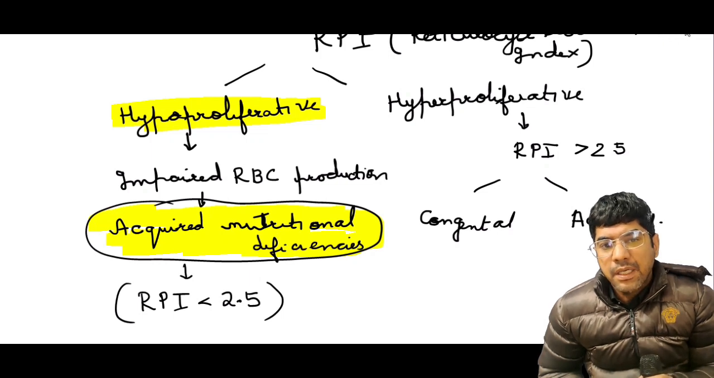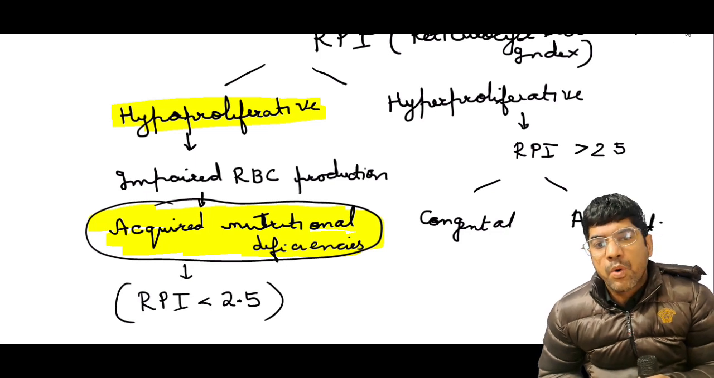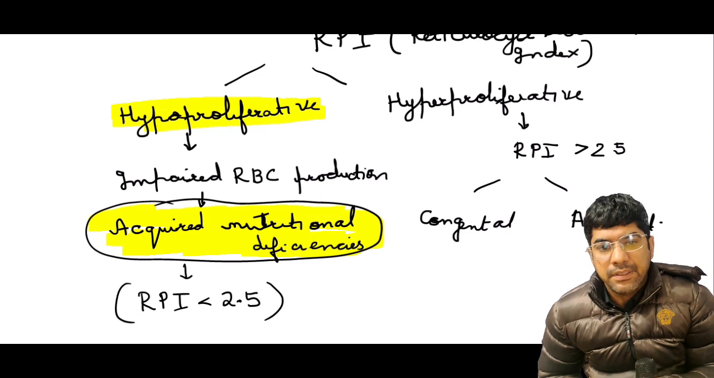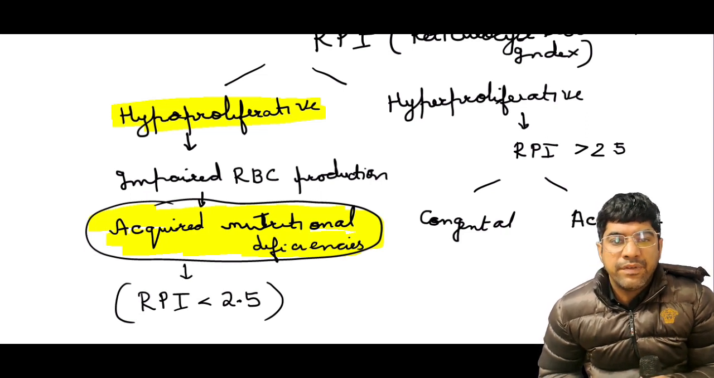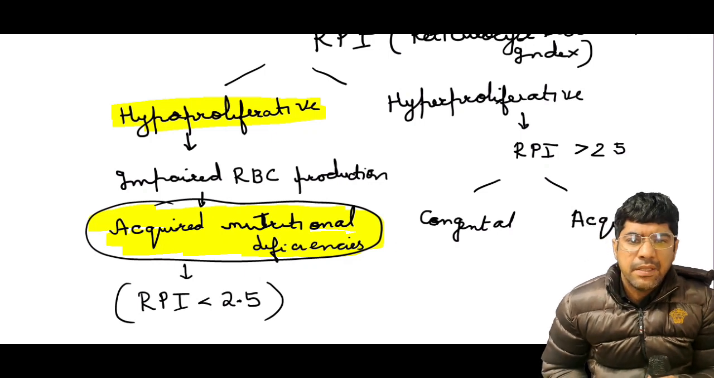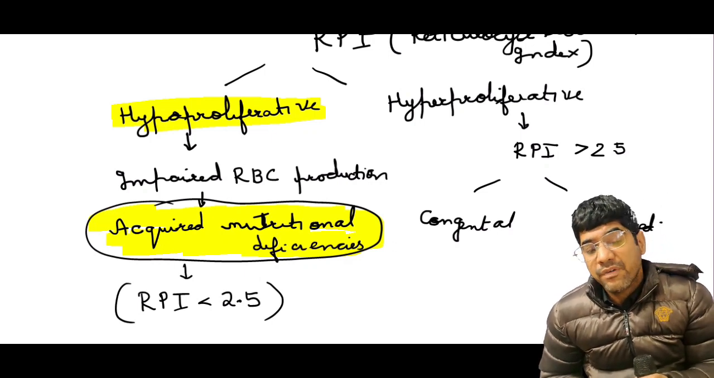In our country, nutritional deficiency stands out as the leading cause of hypoproliferative anemia in both adults and children. The inadequate intake of essential nutrients like iron, vitamin B12, and folate contributes to this form of anemia.